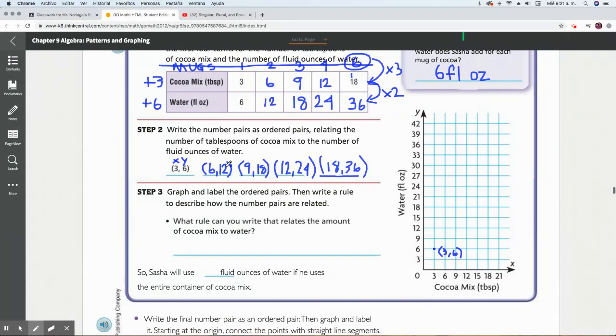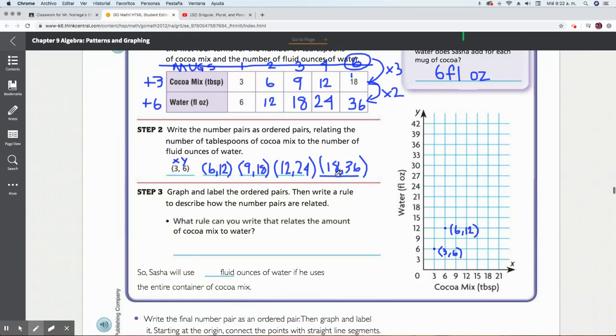Then I'm going to move on to the second ordered pair, 6, 12. So I find 6 on the x-axis, and then I go up to 12 on the y-axis. I plot a point right there, and then I'm going to label it by using the ordered pair, which is 6, comma 12.